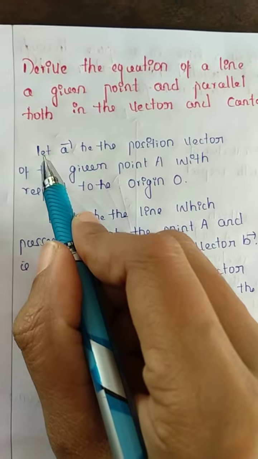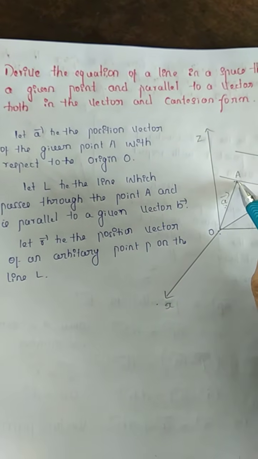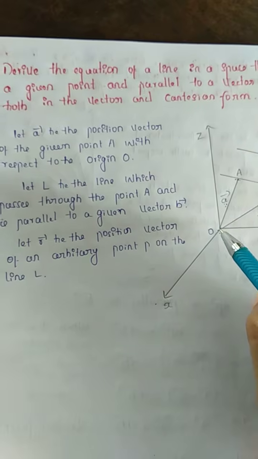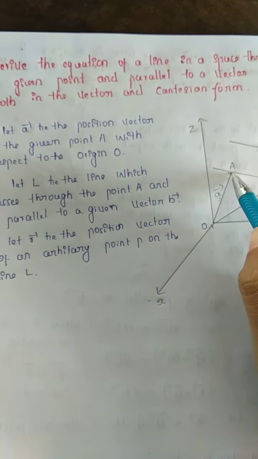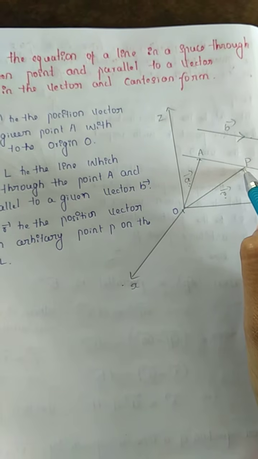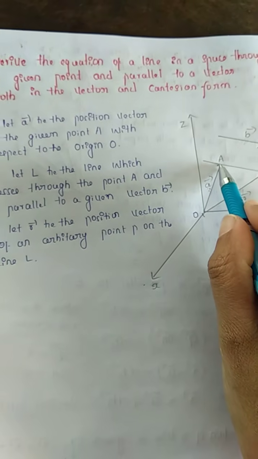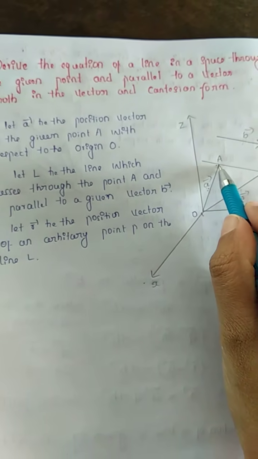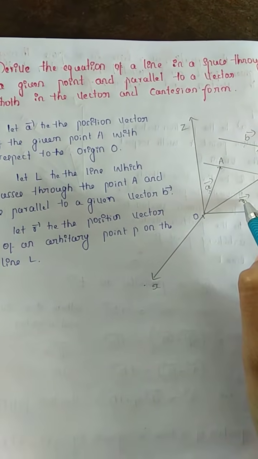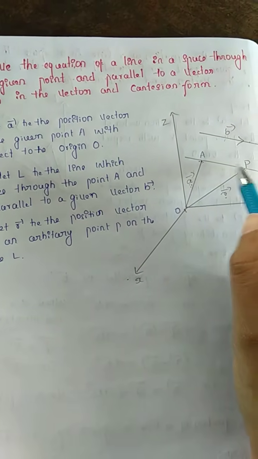So we write, let vector A be the position vector of the point A with respect to origin O. And here A is the given point and P is the arbitrary point. Let L be the line which passes through the point A and is parallel to the given vector B. Let R be the position vector of an arbitrary point P on the line L.